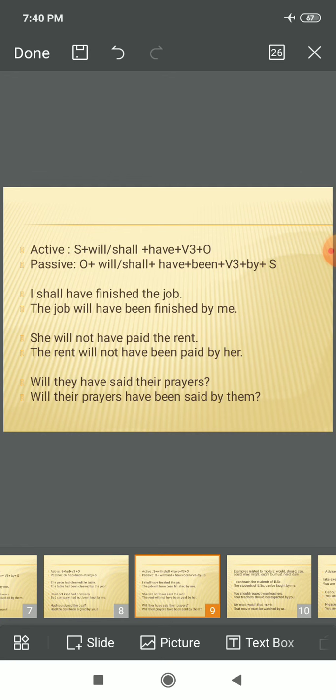See interrogative example. Will they have said their prayers? Question mark. Their prayers was the object, so it would come in the beginning. Will their prayers have been said by them? As simple as that.